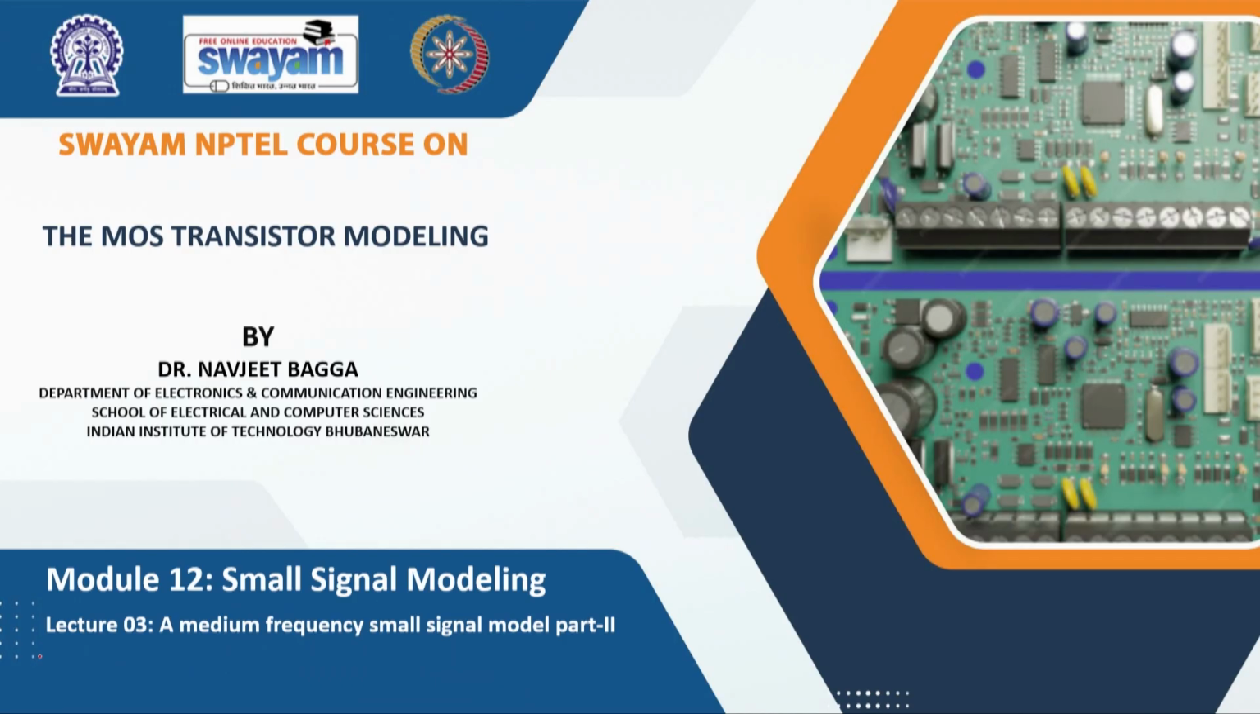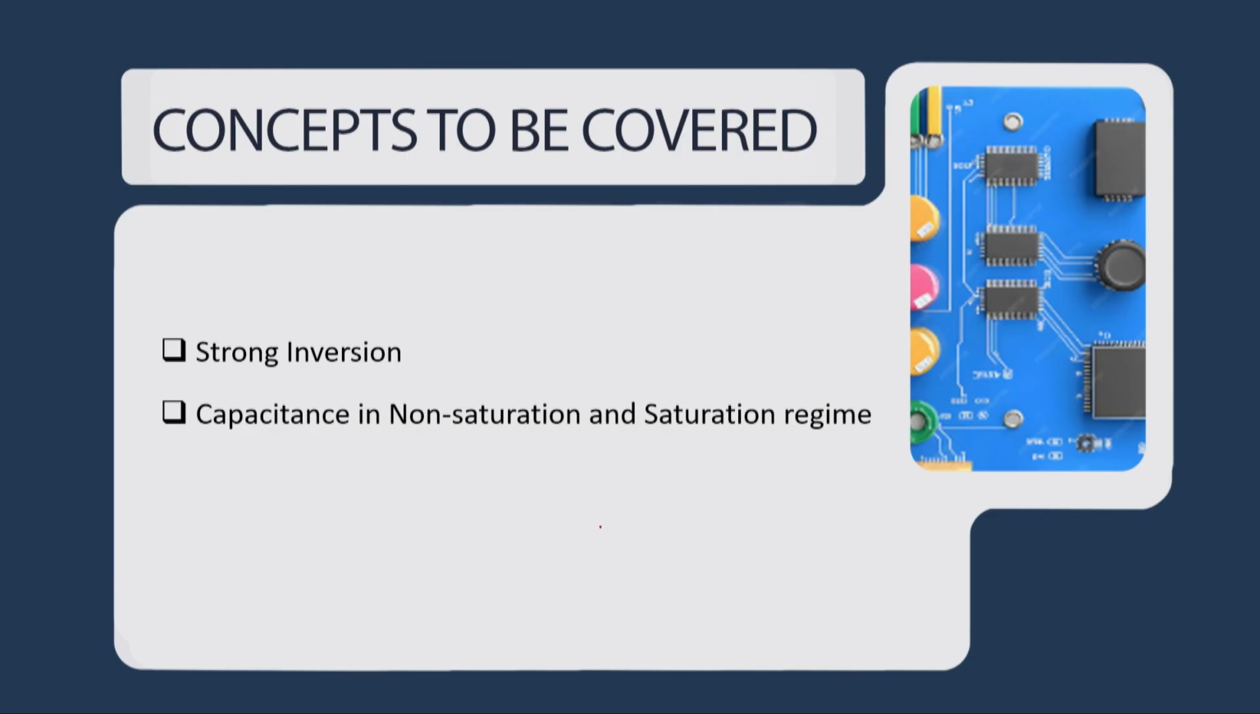We are in module 12, small signal modeling, lecture number 3, a medium frequency small signal model part 2. In this lecture, we will discuss how to extract the small signal capacitances as we defined in the previous lecture: CGS, CGD, CBS, CBD and CGB under strong inversion operation. We will also see how the behavior of these capacitances varies in saturation and non-saturation region.